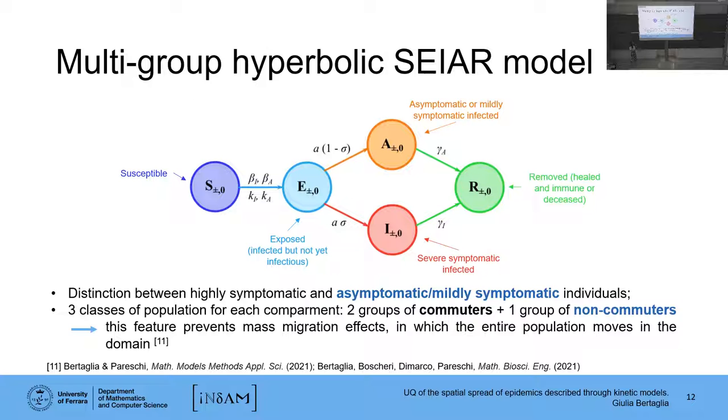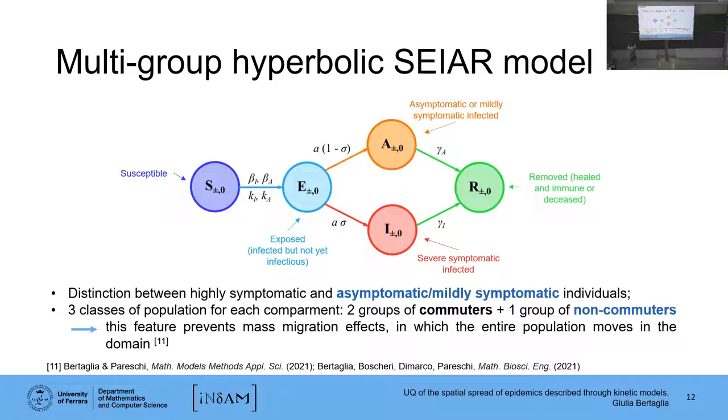Then we need to add other parameters to our model, like the incubation rate, the probability of developing severe symptoms, and parameters to distinguish between the recovery rate of the A compartment and the I compartment, and also between the incidence functions of the two compartments, where the susceptible can be infected either by asymptomatic people or severely symptomatic infected people. But more interestingly, what we added in this extension is that we don't have only two subgroups of people for each compartment anymore.